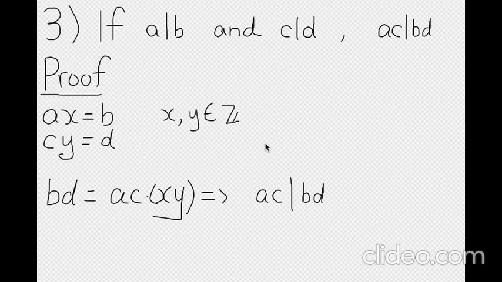The third property says that if a divides b and c divides d, then ac divides bd. The proof is as follows. Since a divides b, ax equals b, and since c divides d, cy equals d, where x and y are integers. Multiplying these two equations together, we get bd equals ac times xy. Since x and y are both integers, the product is also an integer. So it follows that ac divides bd.